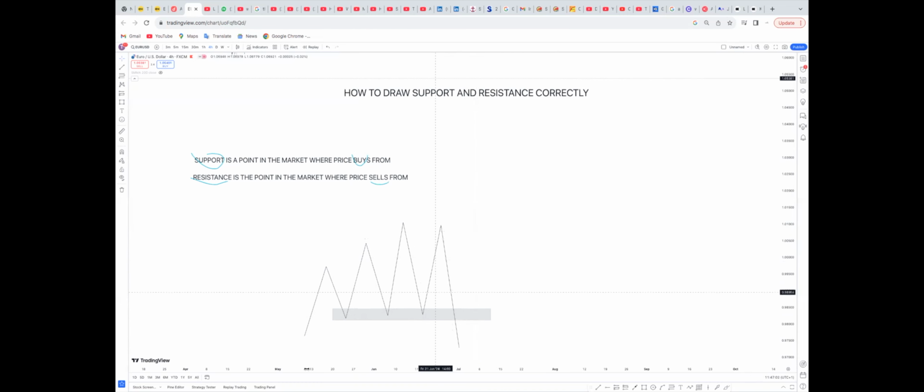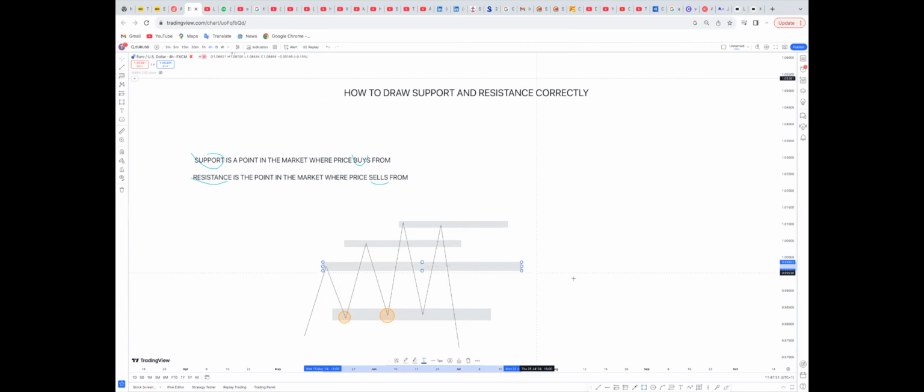Right. So we obviously know that our support is basically these points where market is buying from. These points right here are your support zones, right? So this is basically your support zone where market is buying from, and then your resistance zone is basically where market is selling from, right? So this is your resistance right here. This is your resistance right here, right? This is your resistance right here.